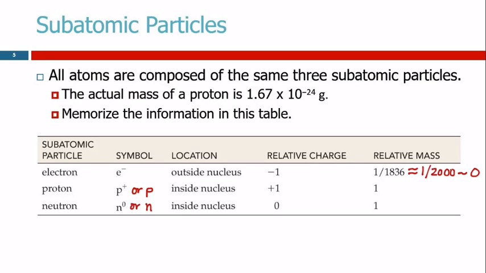And then there's the electrons. So the electrons, generally e with a minus superscript, and we usually do write the minus all the time. These are located outside the nucleus. Their relative charge is -1. So they have the same magnitude of charge as the proton, but opposite in sign. And their mass is about 1 over 1836, about 1/2000th of the mass of a proton or a neutron. Essentially, that's 0.